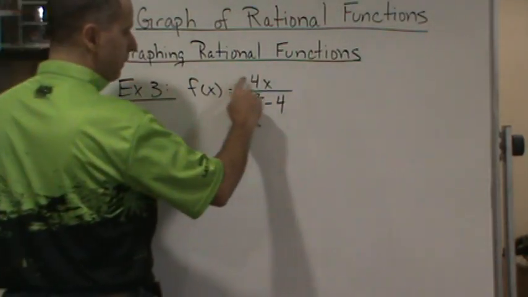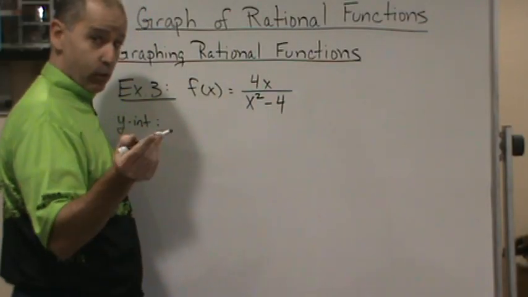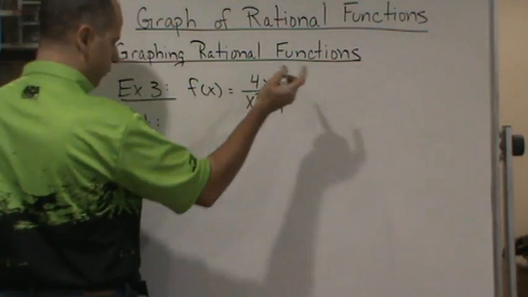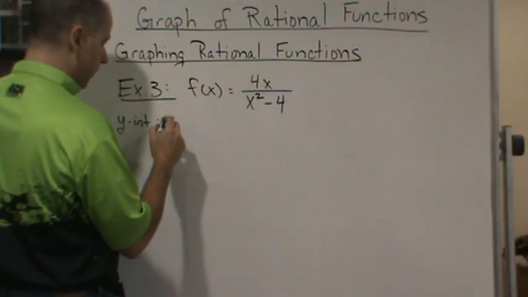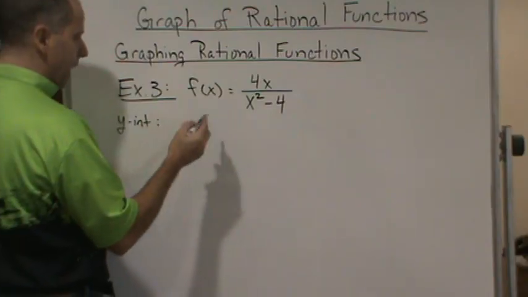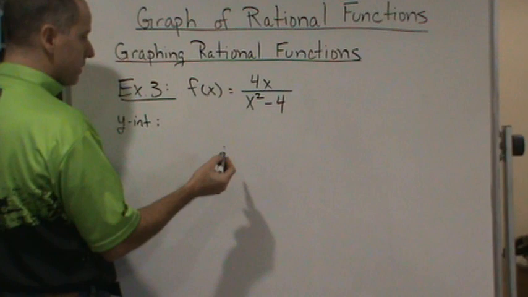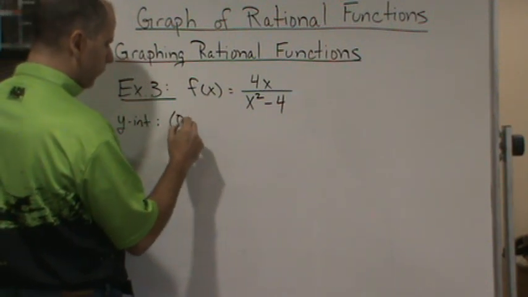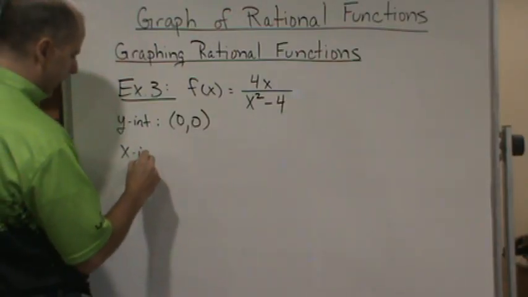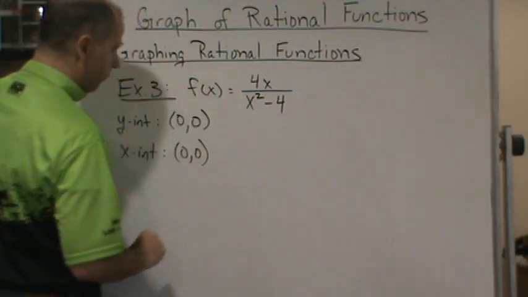Now, keep in mind, if you have a polynomial on top, you can factor it too, using the zero product principle for the numerator. In this case, it's already in factored form. There's no other factor than 4 and x. So the y-intercept is going to be at 0, 0, which is also an x-intercept. So right away we have an x-intercept at 0, 0.